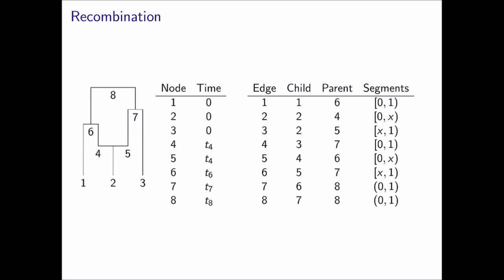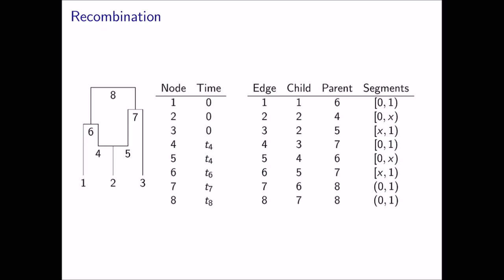I've represented my tables in a slightly different way, which happens to be convenient for recombination, but these contain exactly the same information as that previous table in my picture without recombination. So how do I read this? Well, if I look at edges 2 and 3, which are the two edges where 2 is a child node, so 2 is the leafmost endpoint of these two edges, you can see that the identity of the parent differs, and it differs based upon where along the segment I'm looking at. So I'm thinking of my whole haplotype as just being the unit interval 0 to 1.